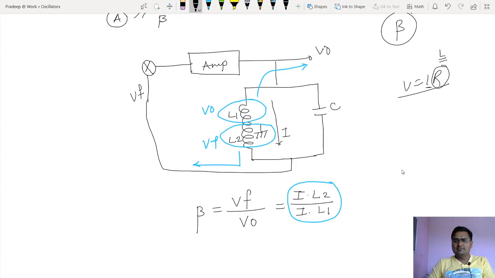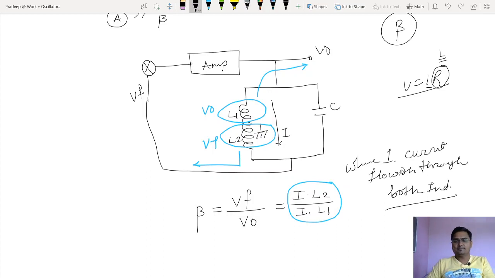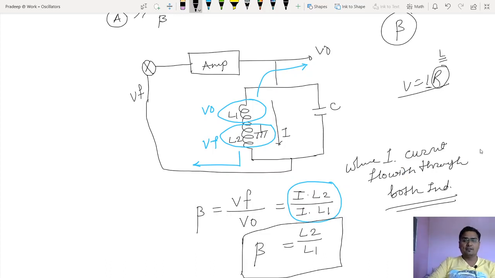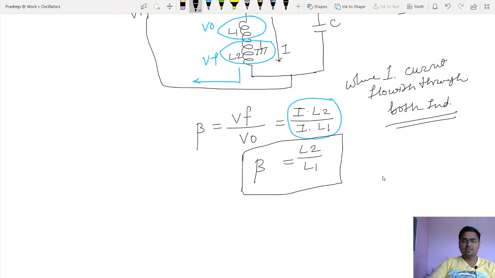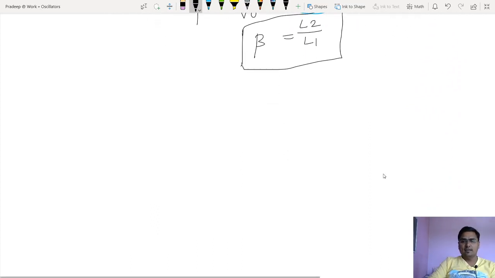So what is that I? I is the current flowing through both inductors. So can I cancel that I, and can I write that beta is equal to L2 divided by L1? Yes, I can write beta is equal to L2 divided by L1, because the current I is the same, flowing through L2 and L1. So finally, what I'm getting is beta is equal to L2 divided by L1.